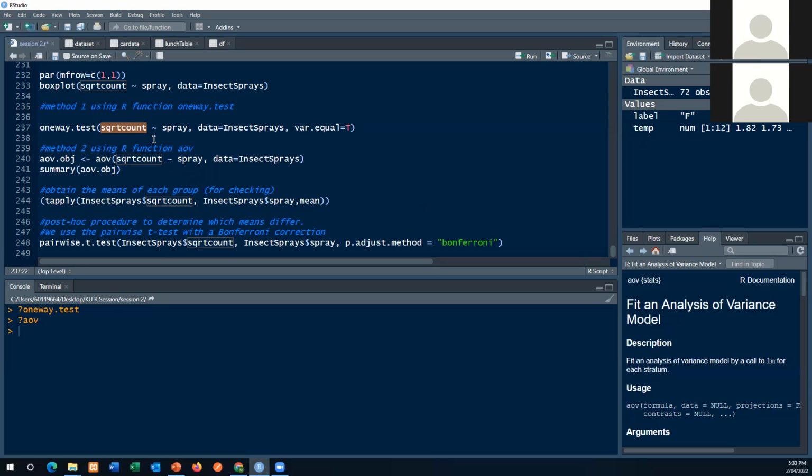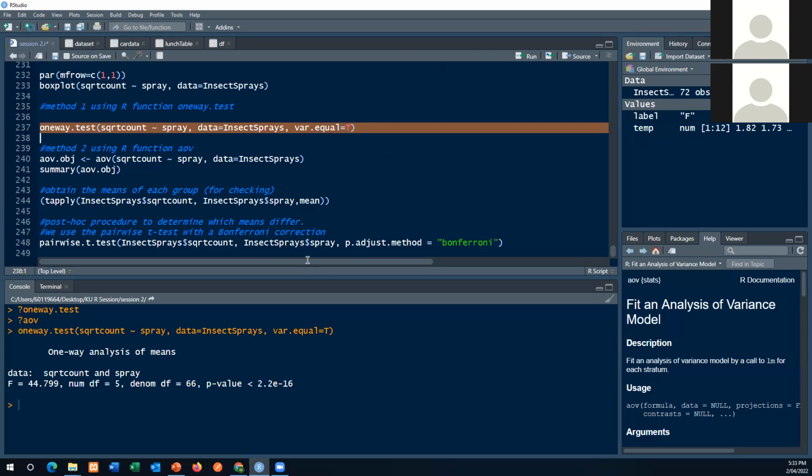Okay, so we are taking the square root count of the spray and running the test, and it is telling us the p-value is low. That means we are rejecting the null hypothesis. What is the null hypothesis? The null hypothesis is that there is no difference in the means. That means we are rejecting that.